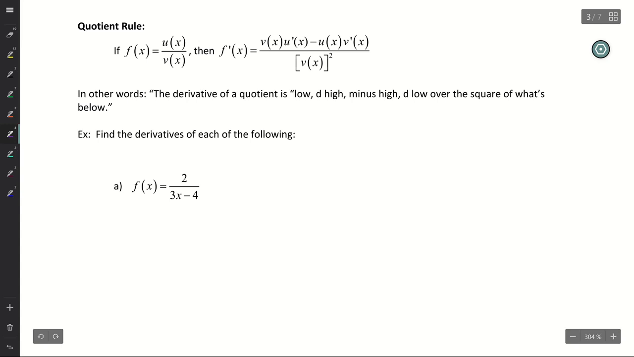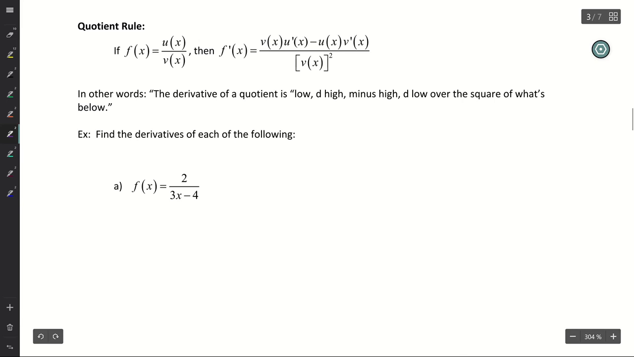This formula looks kind of big and ugly, so here's what I'll do for you. Basically, the formula says we're going to take the denominator of the original problem and then multiply it by the derivative of the numerator, and then minus, we're going to take the numerator and then multiply it by the derivative of the denominator, and then take all that and divide it by the denominator all squared.